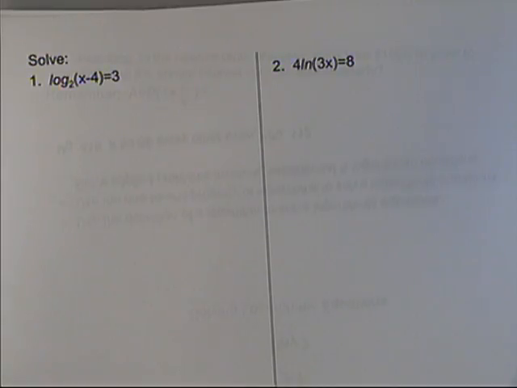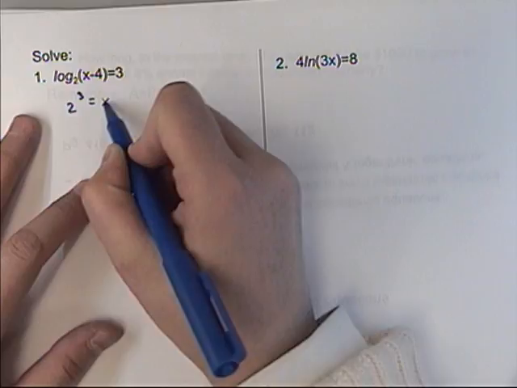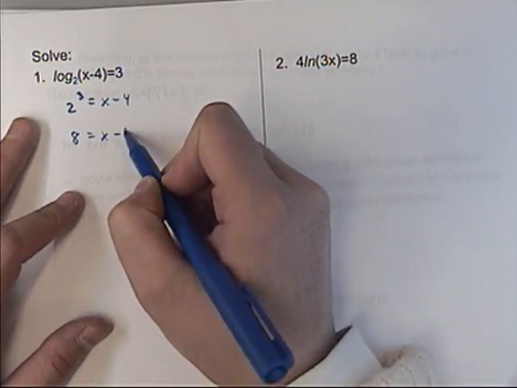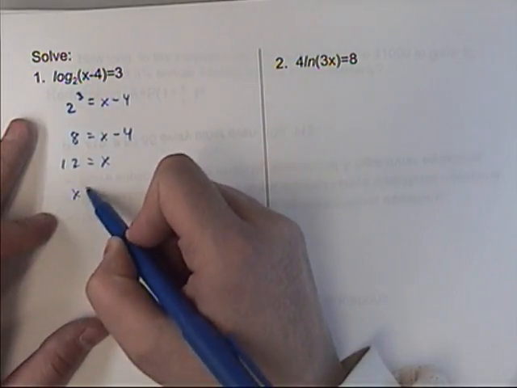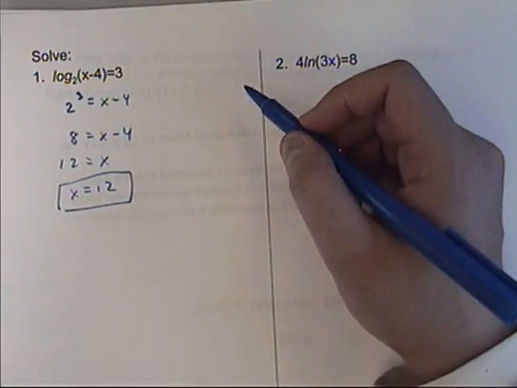For number one, what we want to do is rewrite this in exponential form, because that would be 2 to the third power equals x minus 4. 2 to the third is 8, and if I add 4 on both sides, I get 12. So x equals 12.